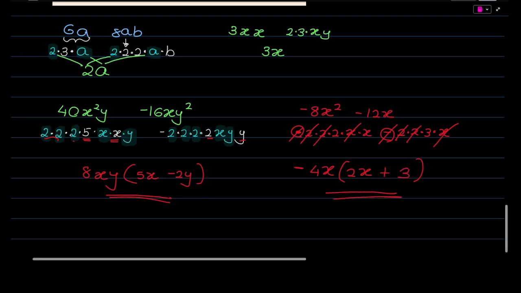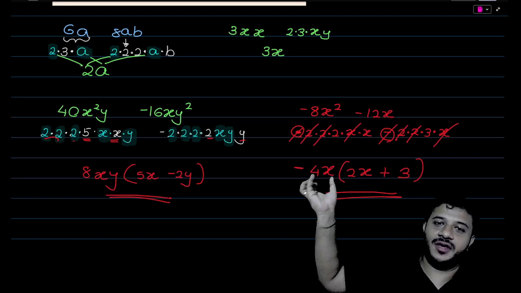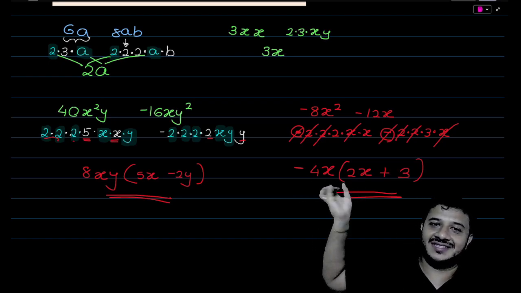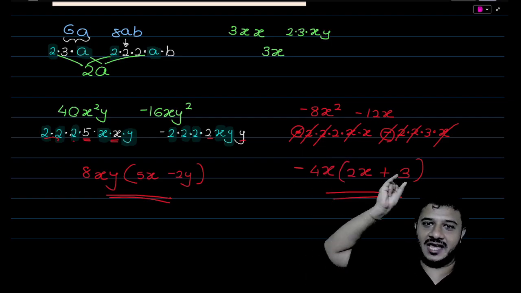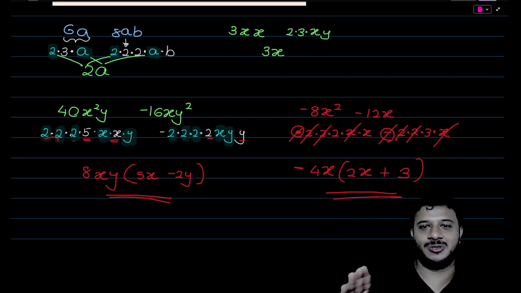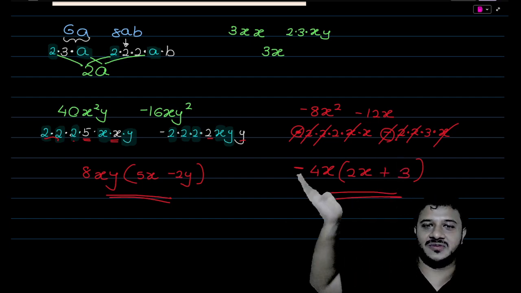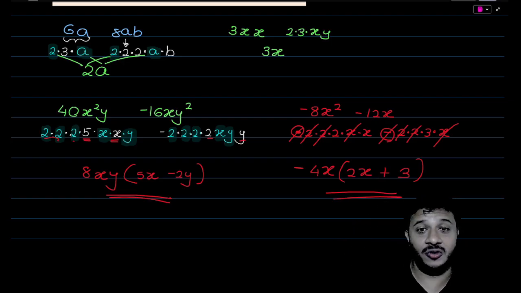Always remember, if you expand it back, negative 4x times 2x is negative 8x square. Negative 4x times positive 3 is negative 12x. That should happen. Always think backwards as well. If you expand it, can you go back to the top expression? If you can, that means you have done it correctly. If you can't, that means something is wrong somewhere.